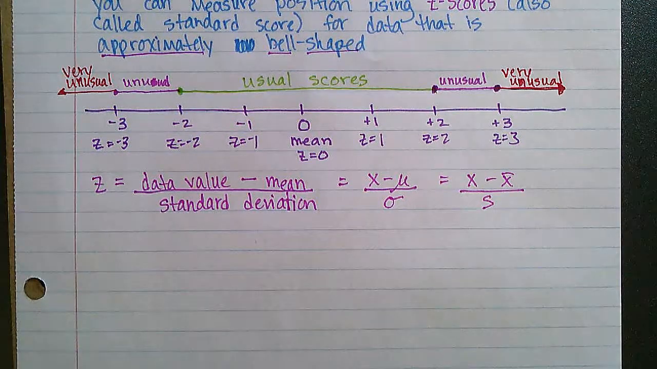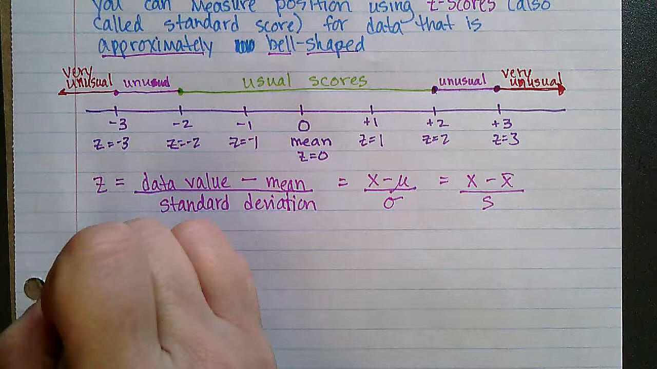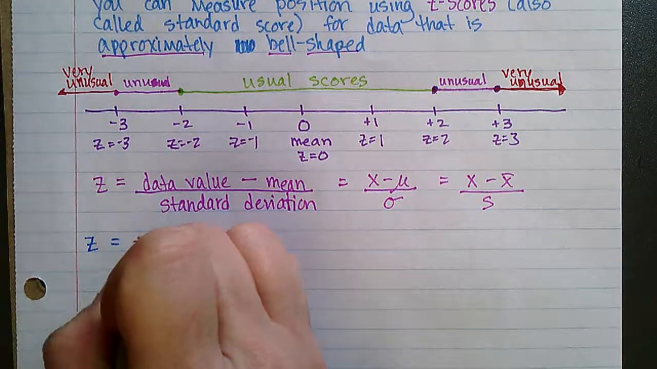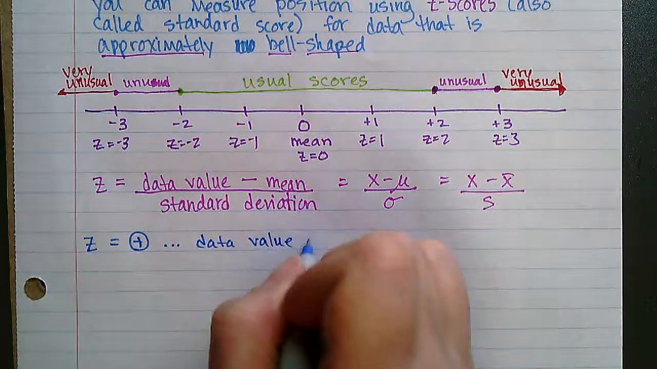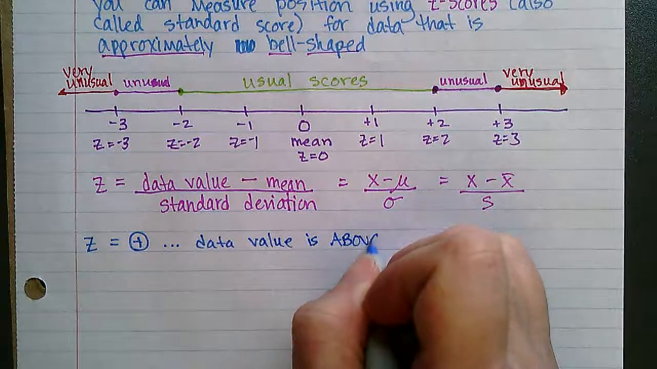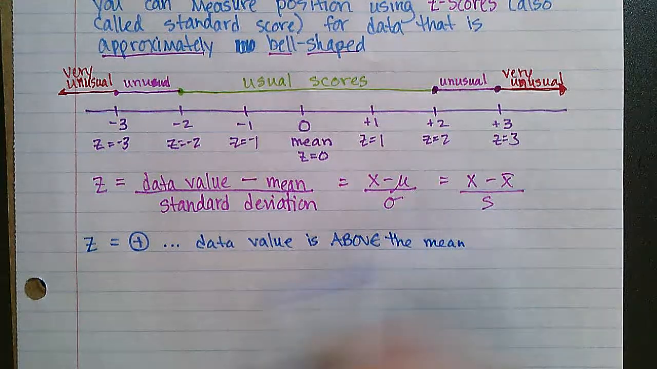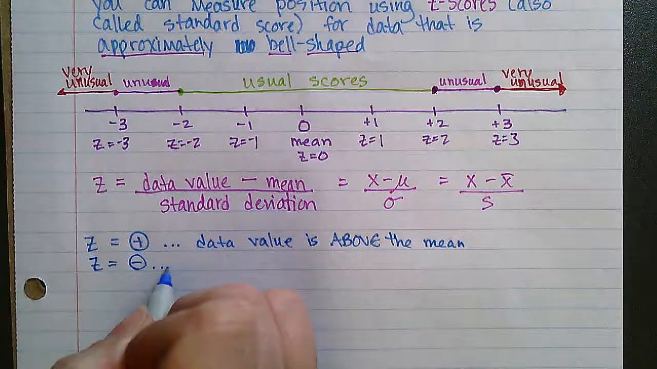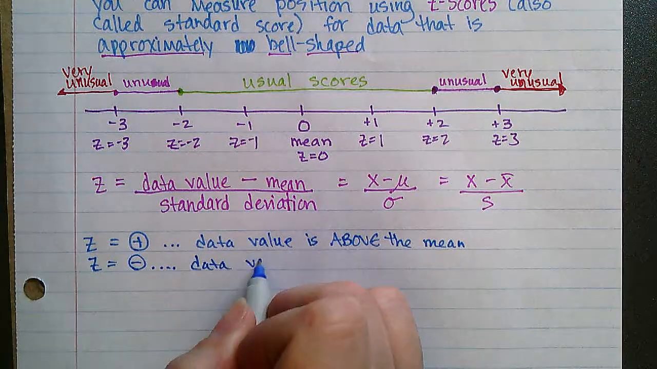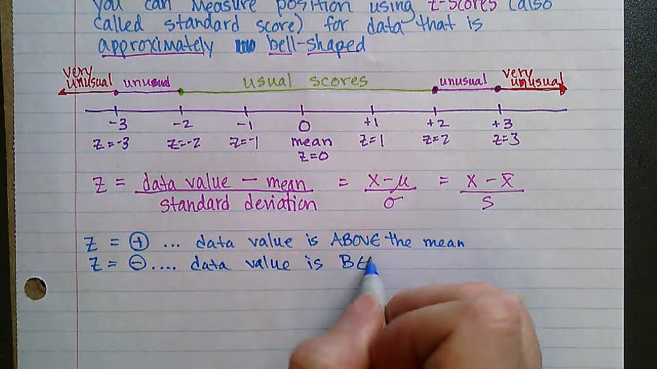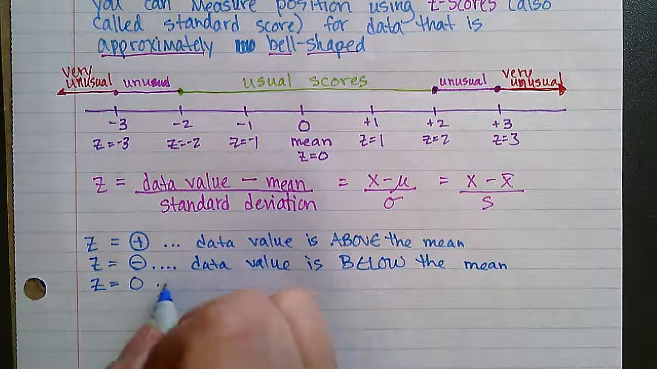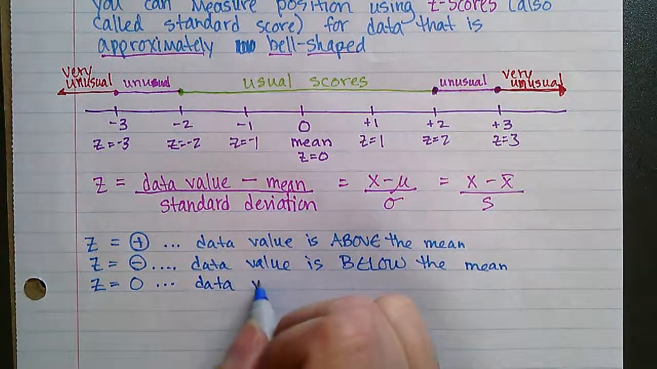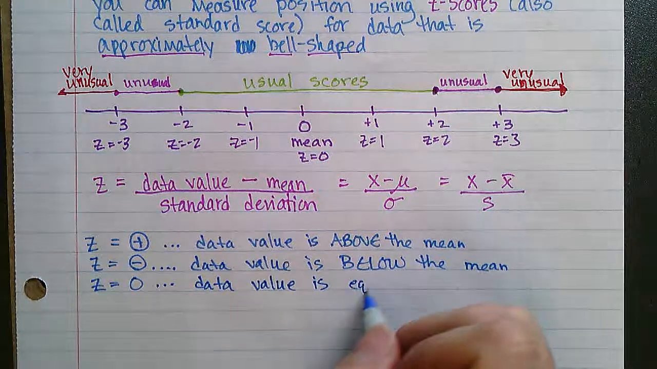So any z-score that has a positive value means that the data value is above the mean. Any z-score that has a negative value means that the data value is below the mean. And if the z-score equals 0, the data value is equal to the mean.